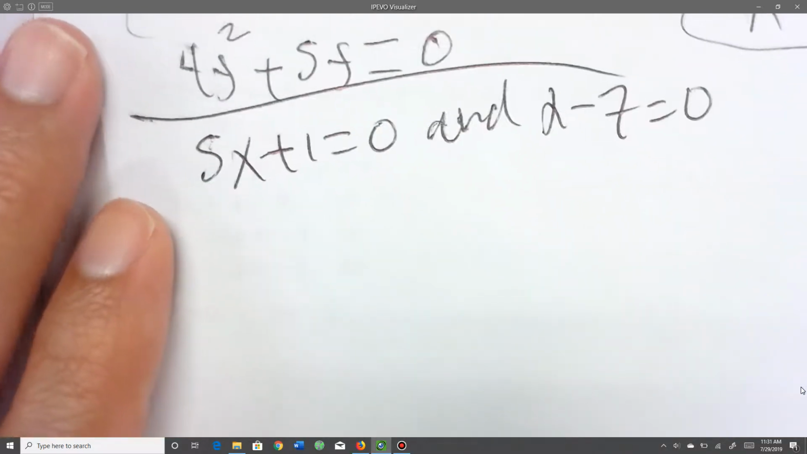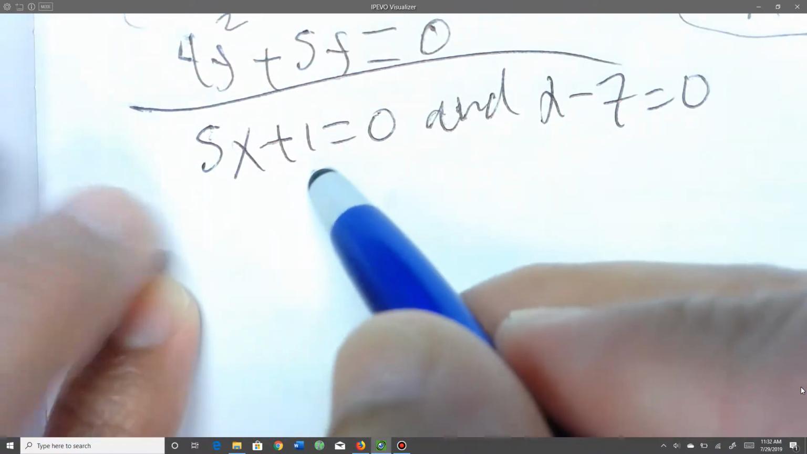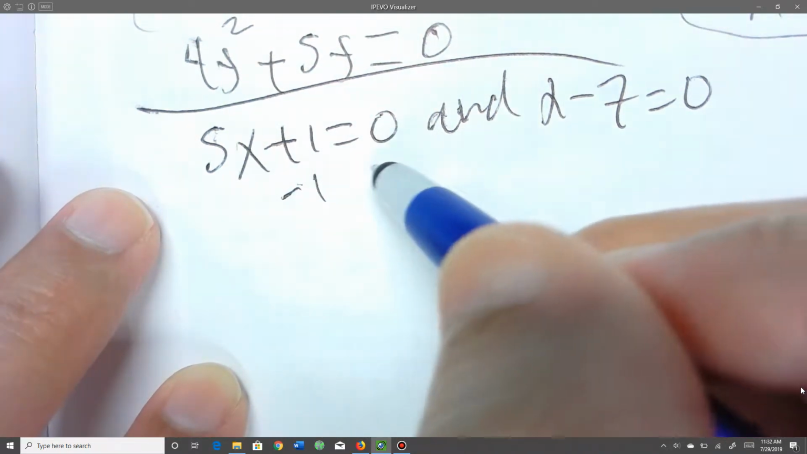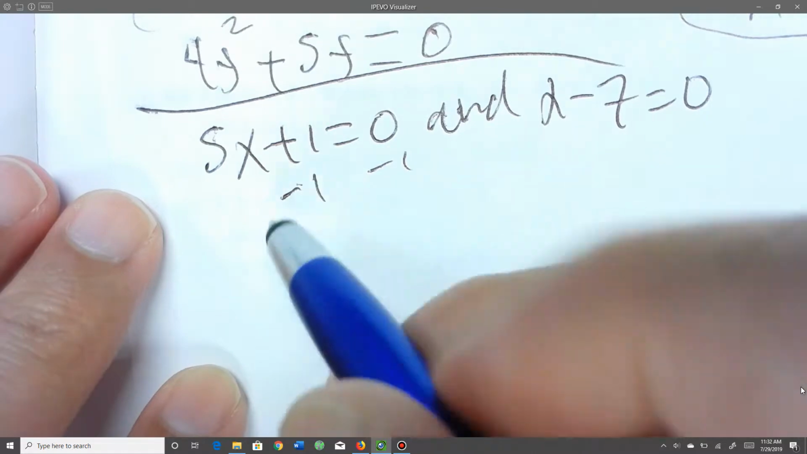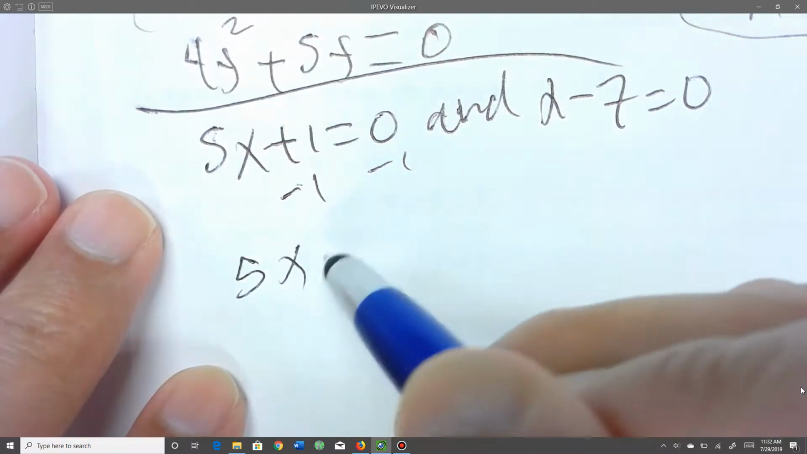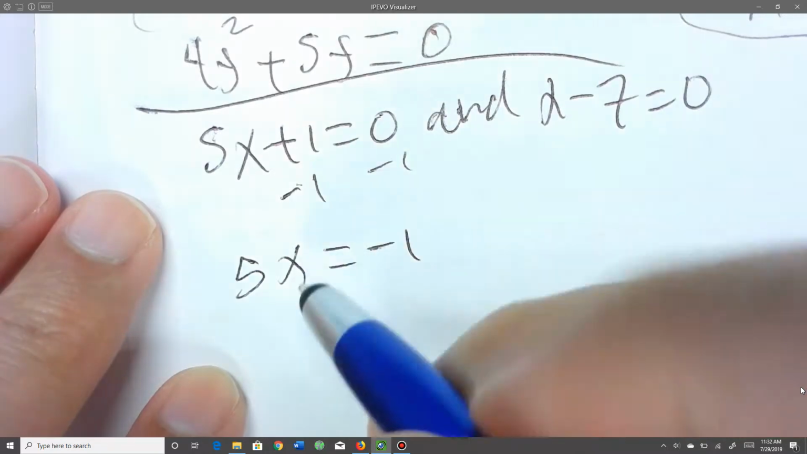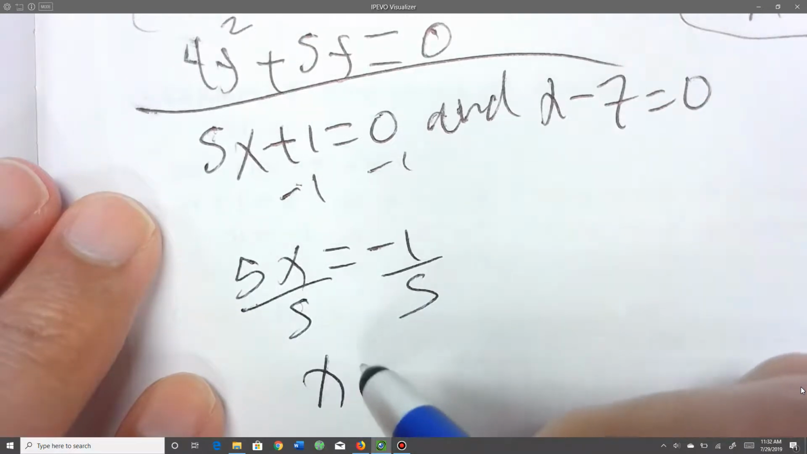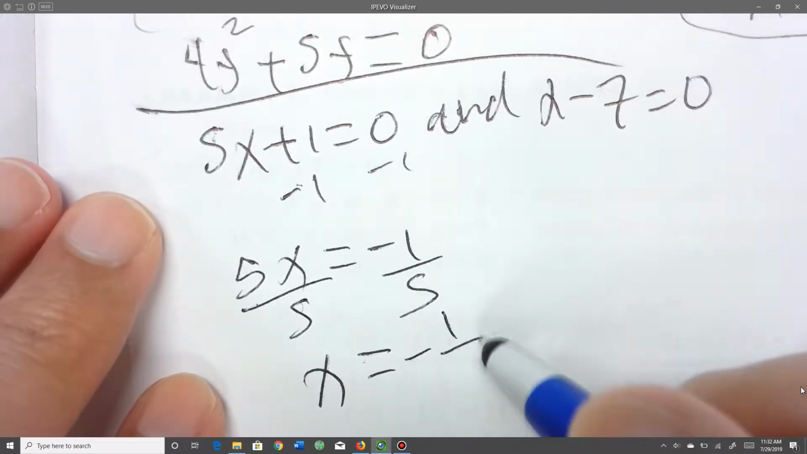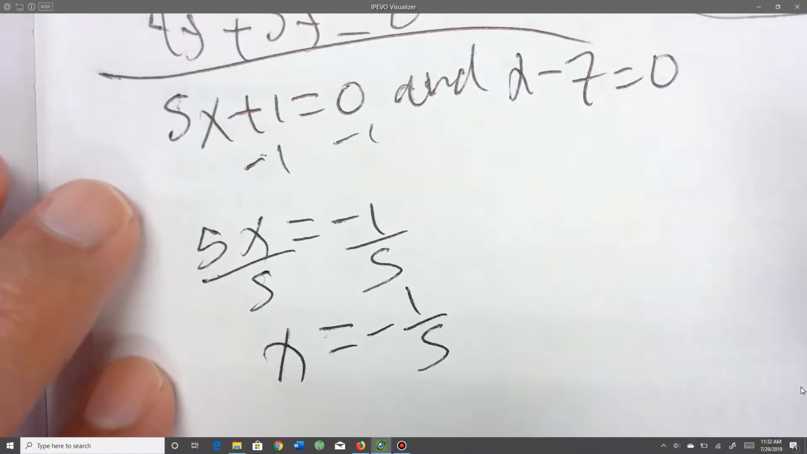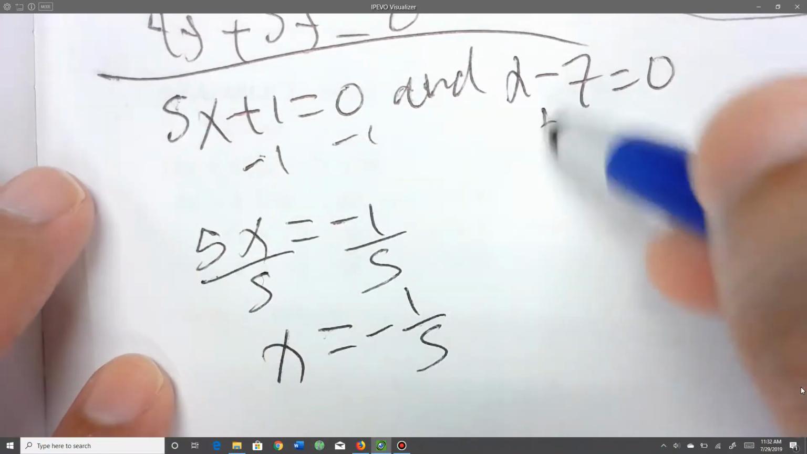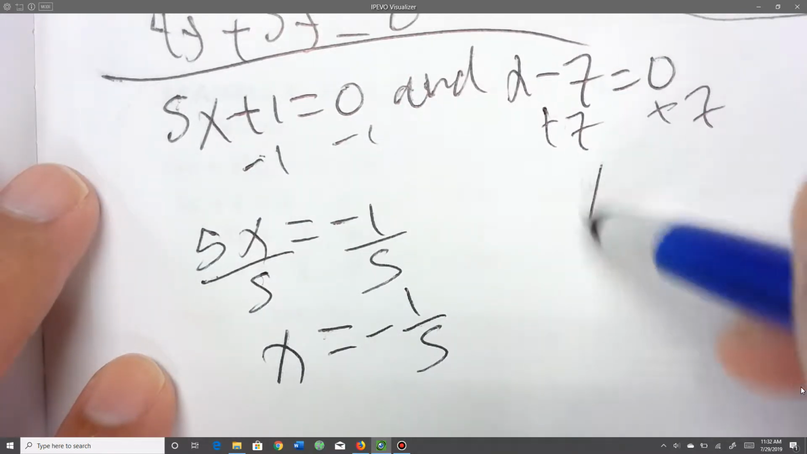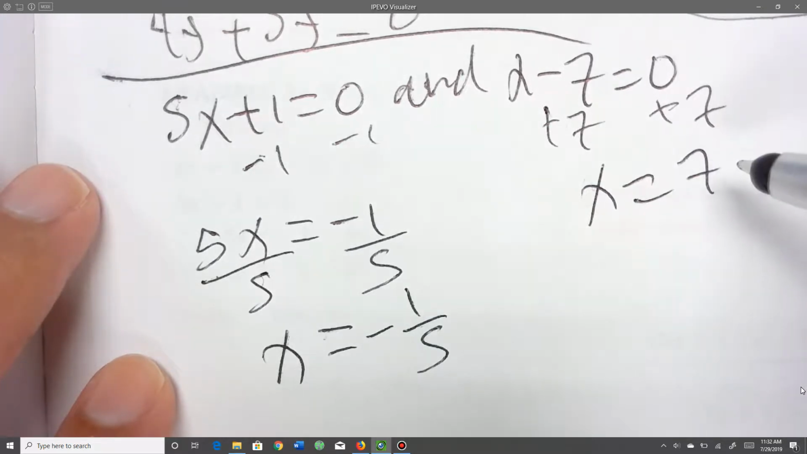Alright, now just solve for x. In this case, I'm going to use the addition principle, subtract 1 from both sides, and 5x equals -1. I will divide both sides by 5. That gives me x equals negative 1 over 5. And then for this equation, I add 7 to both sides, and the answer is x equals positive 7.